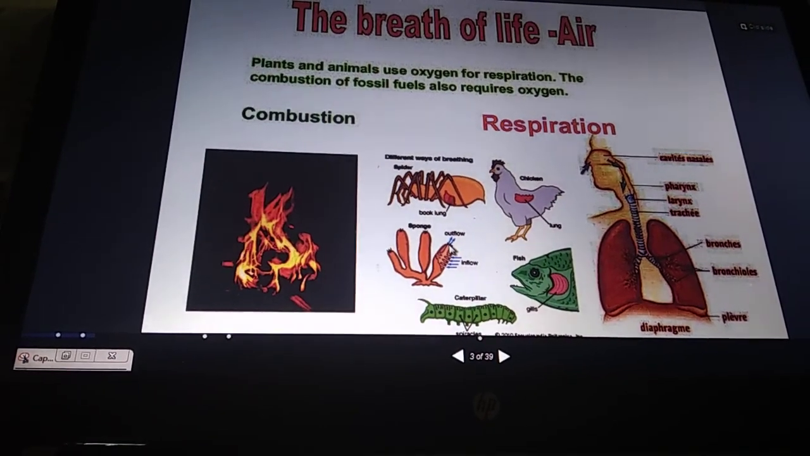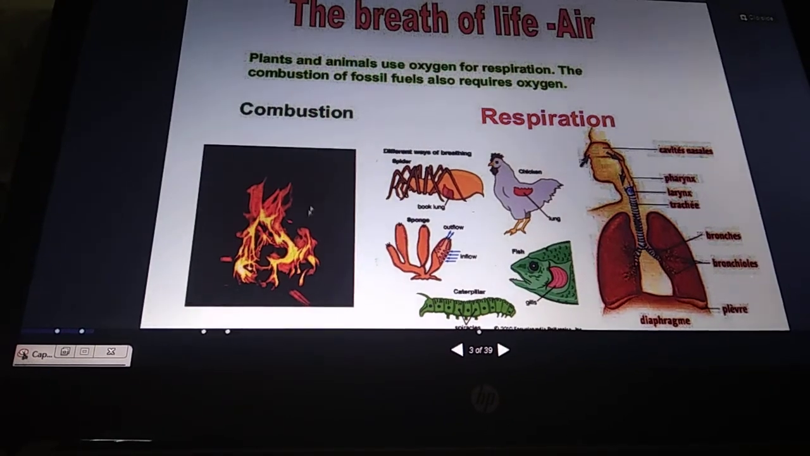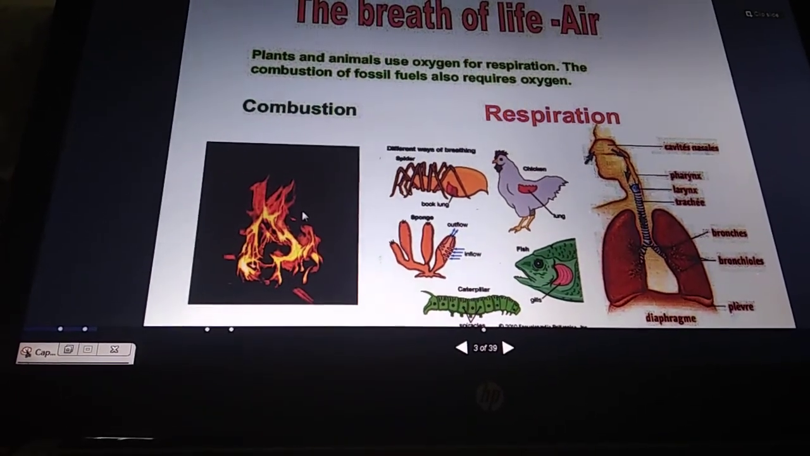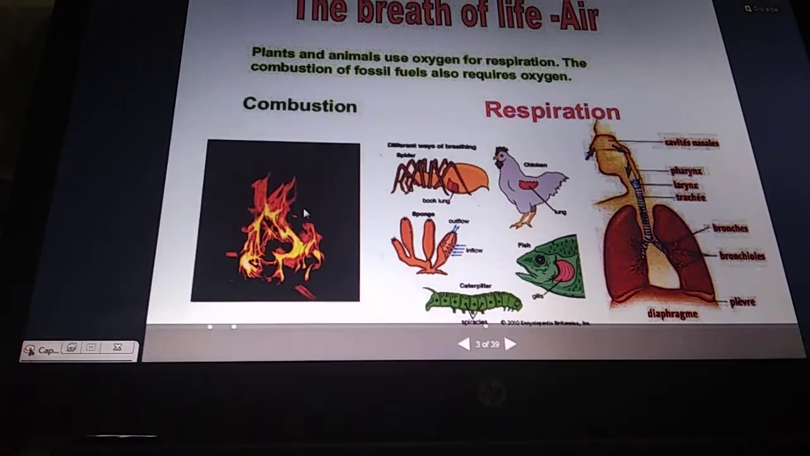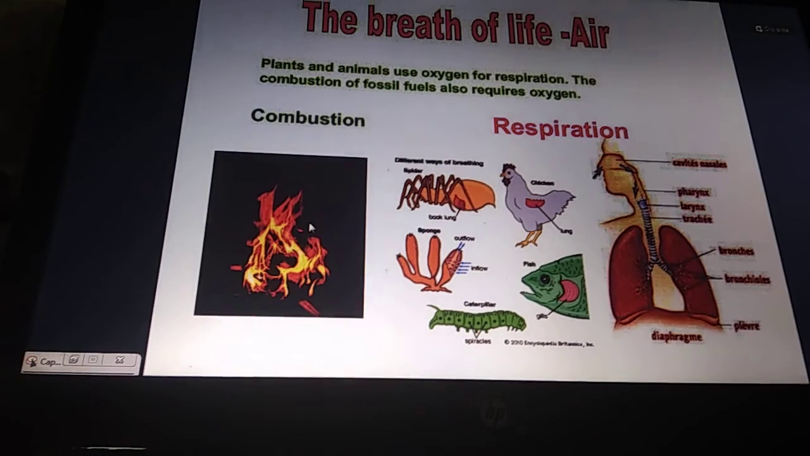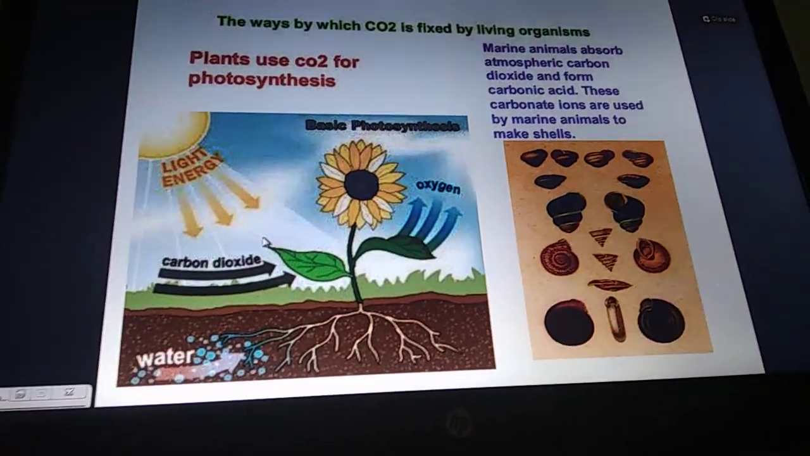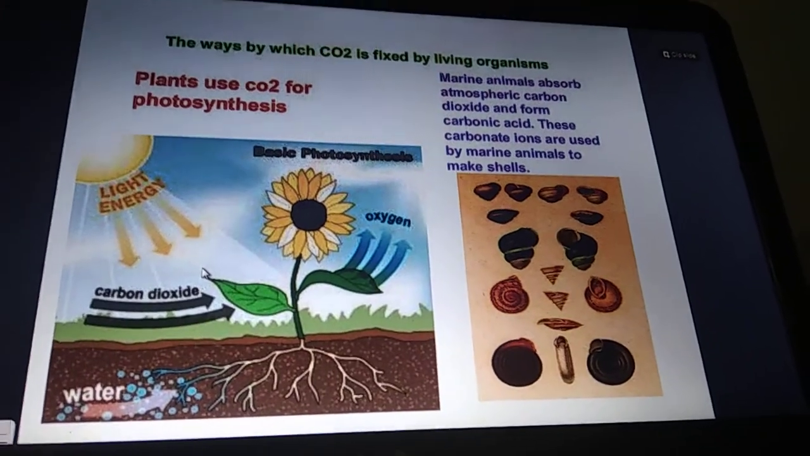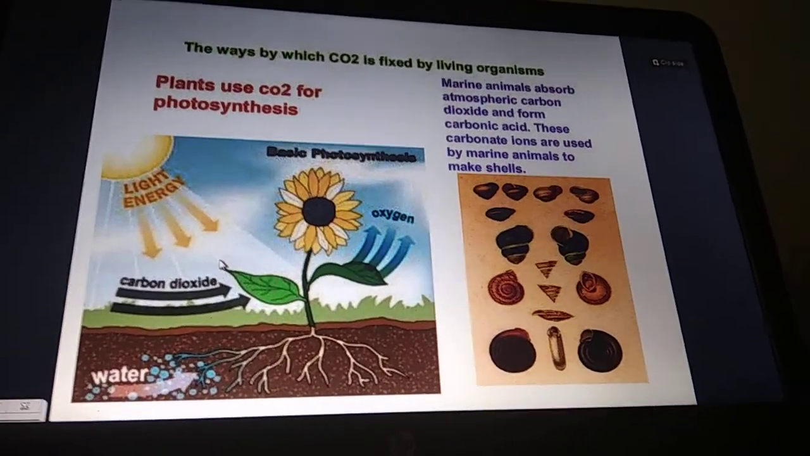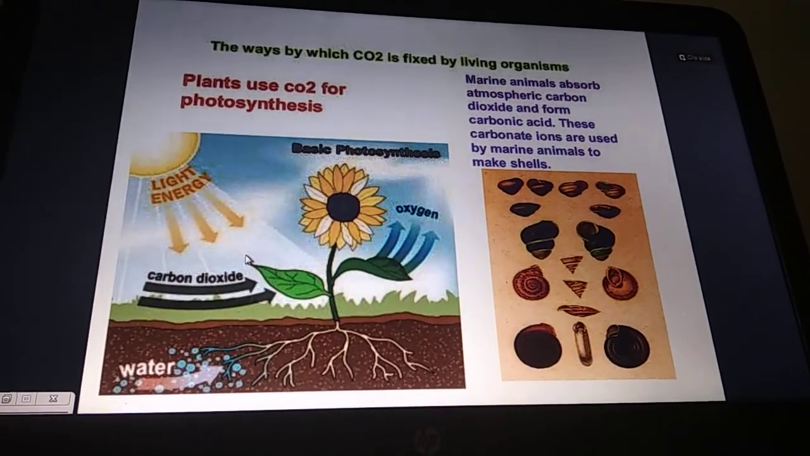Another process in which oxygen is used is combustion of the fossil fuels: coal, petroleum, diesel, wood, etc. All of them are burned only with the use of oxygen. Then, the ways by which carbon dioxide is fixed by living organisms. Fixation of carbon dioxide means how this is used from the atmosphere by the living organism.